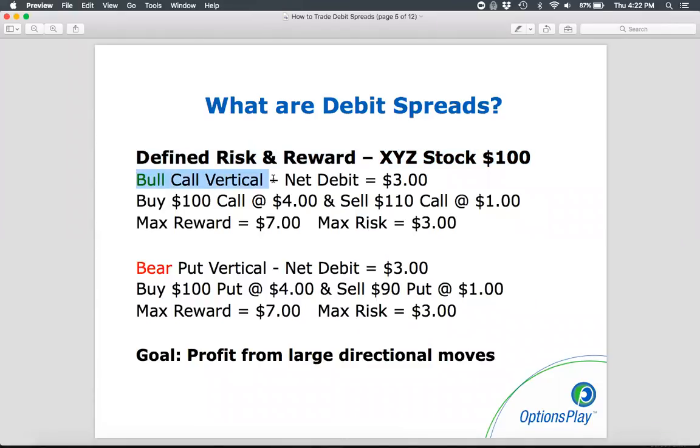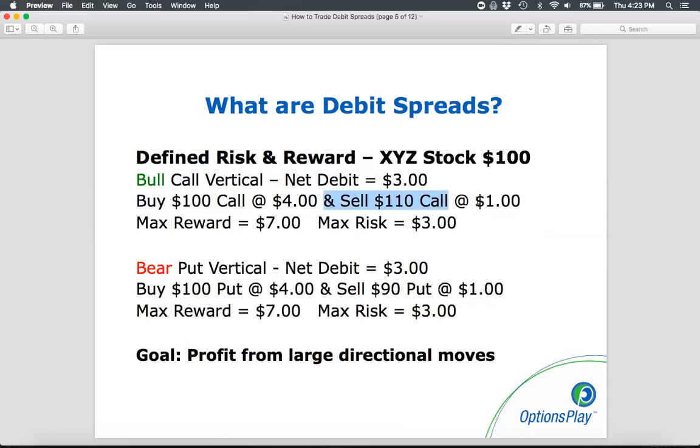A bull call vertical is a strategy defined by buying a near-the-money call. So with stock XYZ trading at $100, I'm going to buy the $100 call, and let's say that call costs me $4. At the same time, I'm going to sell a higher call, the 110 call, a call that's out of the money.